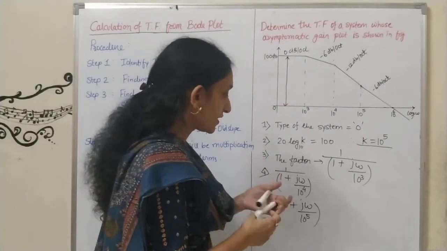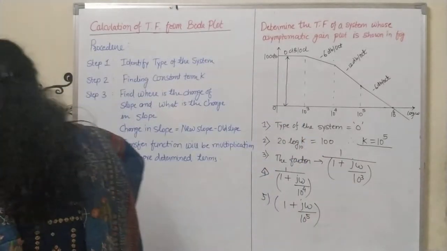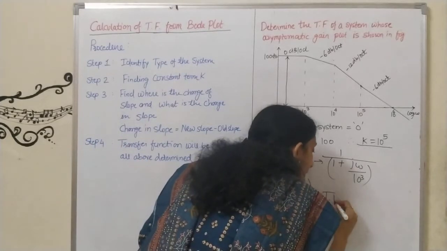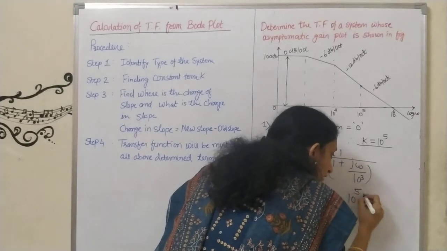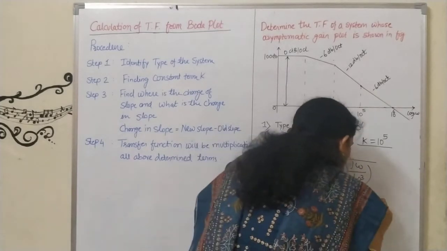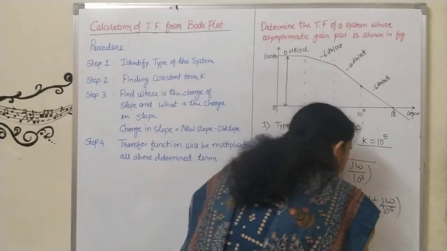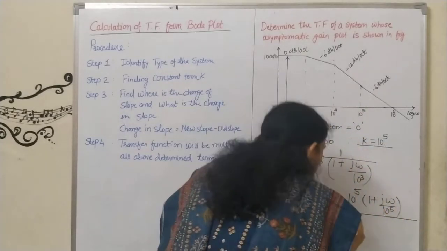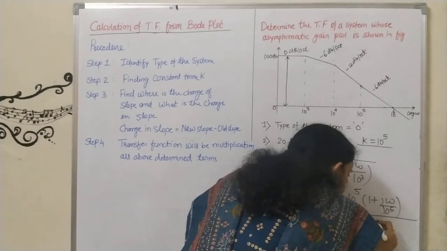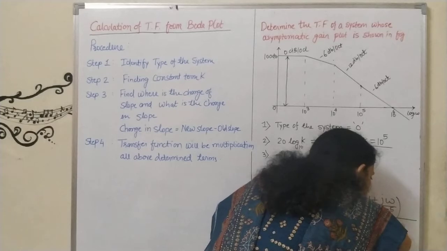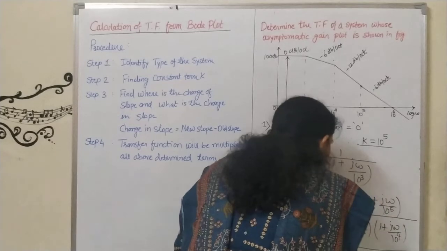Now directly I will write the transfer function. My transfer function is equal to, constant k, I am getting as 10 raised to power 5. Then in the numerator I am getting the factor 1 plus j omega by 10 raised to power 5. In the denominator I have 2 factors, that is 1 plus j omega by 10 raised to power 3 and 1 plus j omega by 10 raised to power 4. So this is my transfer function.